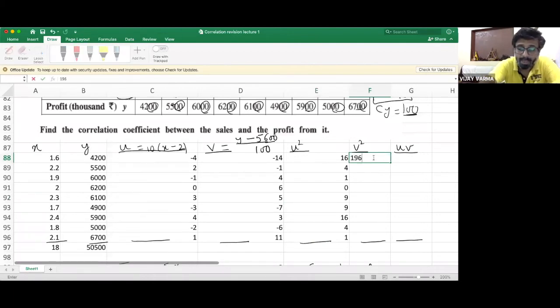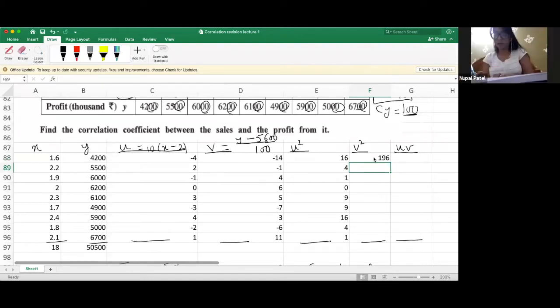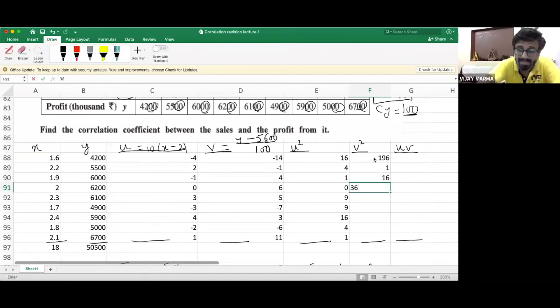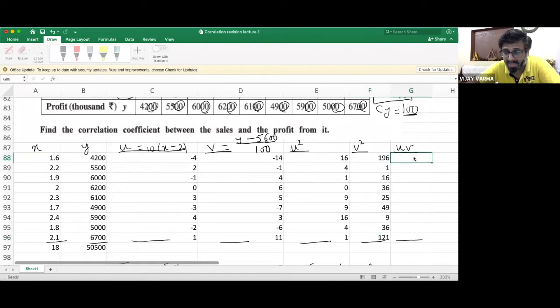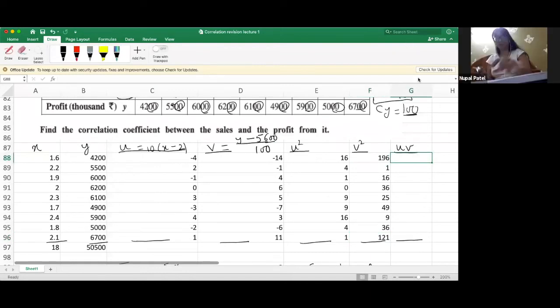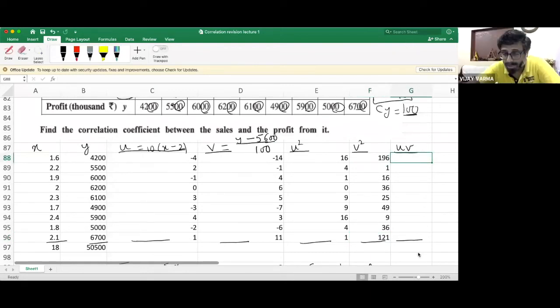196, 14 square is 196, 1, 1 square is 1, 4 square is 16, 5 square is 25, 6 square is 36, 5 square is 25, 7 square is 49, 3 square is 9, 6 square is 36, 11 square is 121. Very good. 11 square is 121. Mute yourself. Total 489. No, I don't require the total right now.